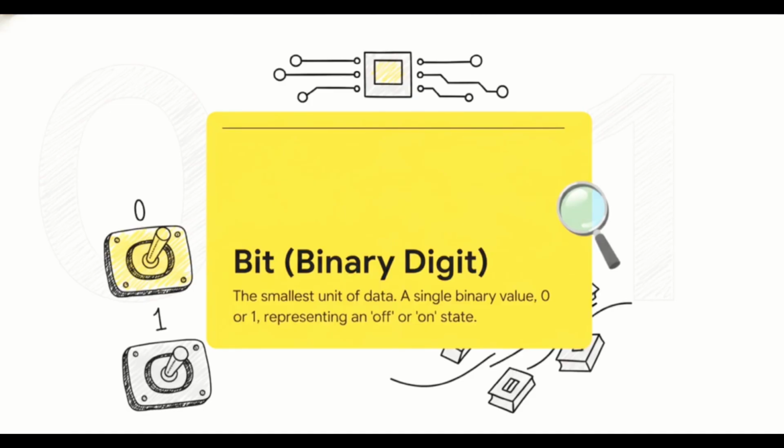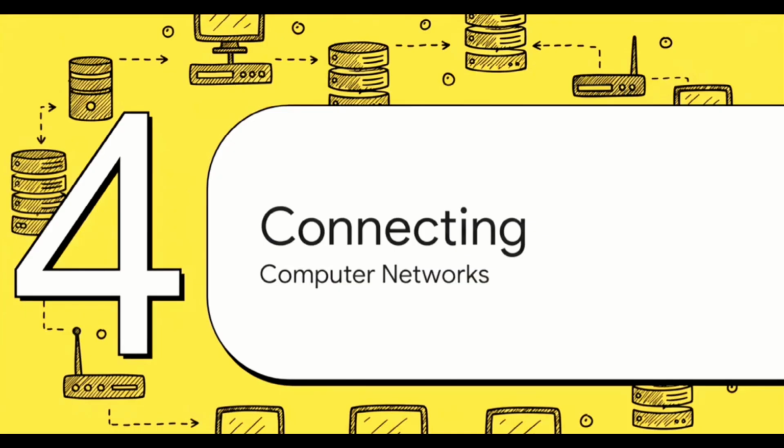It's the bit. Everything, and I really mean everything in a computer, boils down to this one idea. A bit is just a switch. It's either off, which we represent with a 0, or it's on, which we represent with a 1. That's it. And by stringing together billions of these tiny on-off switches, a computer can represent any piece of information you can possibly imagine.